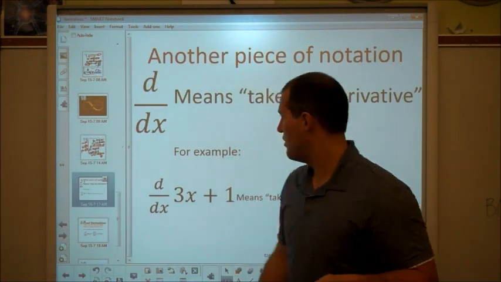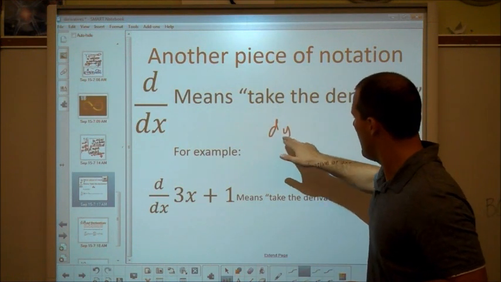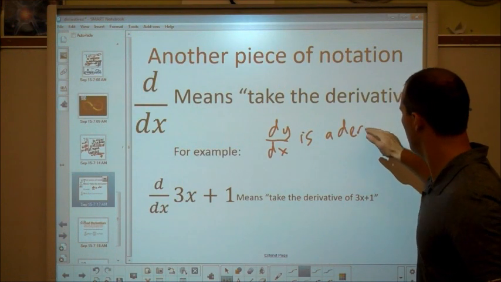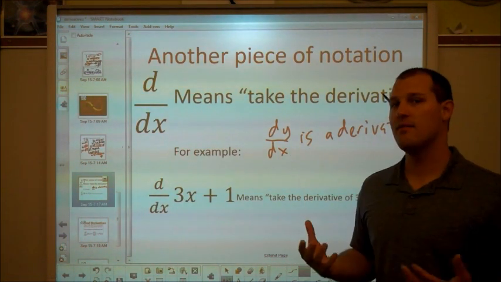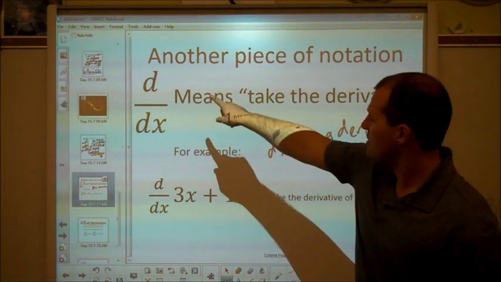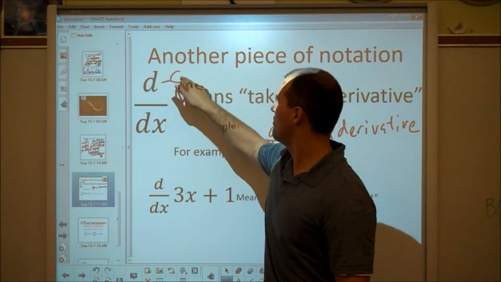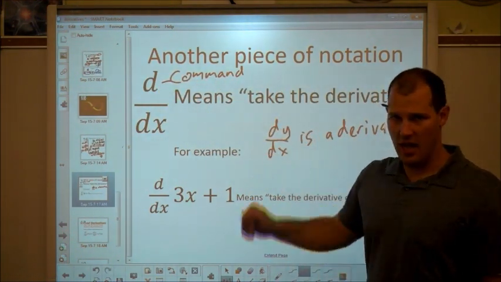Okay, a couple more things before we wrap up today. A little bit on notation. We've talked about dy dx. So dy dx is a derivative, or a slope function, or a rate of change function, something like that. This over here, do notice a difference. The y is missing. This is a command. It's saying you need to take the derivative.